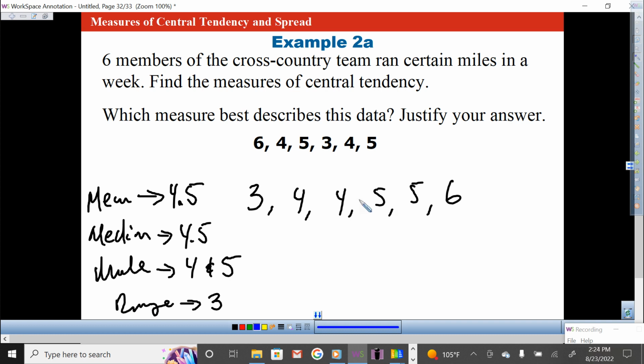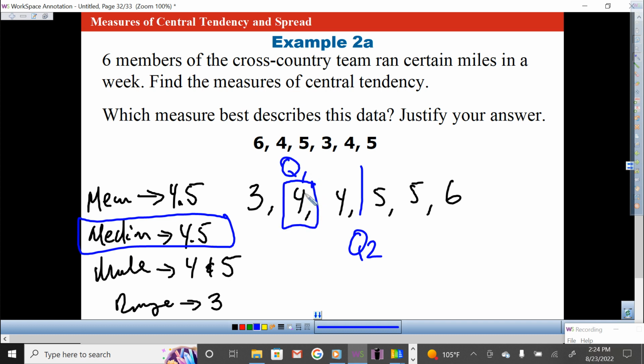Here he goes. What was the median? 4.5, so this is known as Q2. The median, Q2. So that splits the data into two halves. Look at the bottom half. What's the median now of the bottom half? 4. This is known as Q1. Look at the data on the upper half. What's the median there? That is Q3.